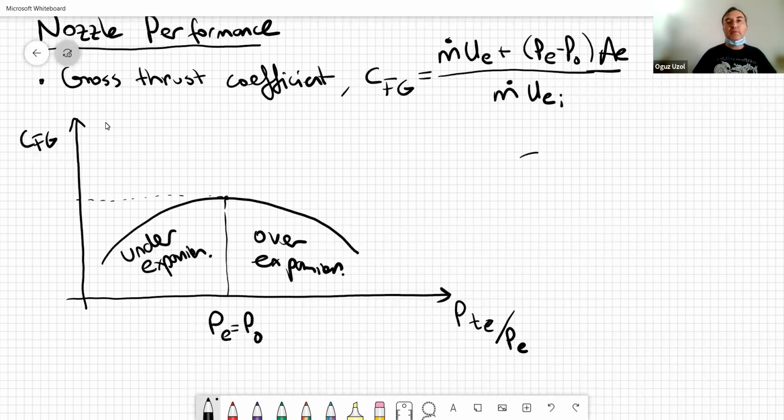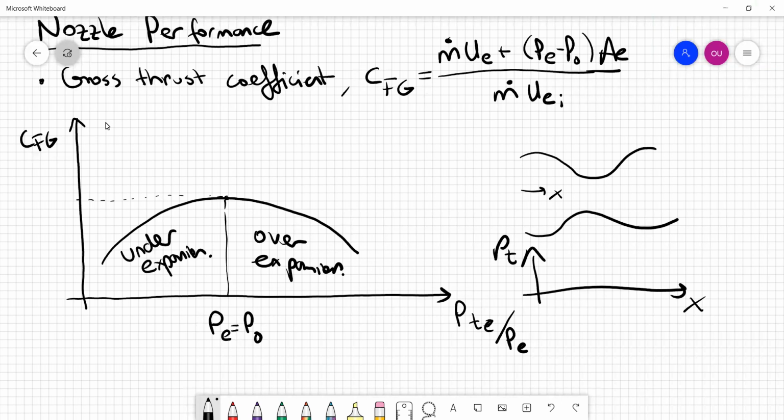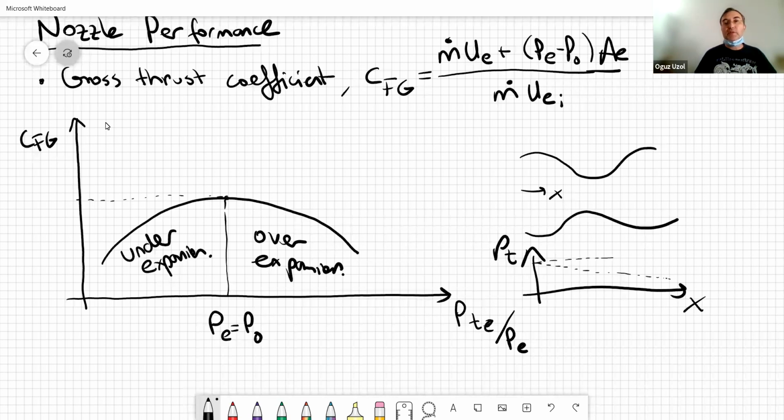Can you plot the PT variation? Let's say this is the x-axis, PT variation along x for a nozzle. If it's an actual nozzle, it will get lower. So if it's an actual nozzle, it will drop like that. That's what you're saying. Yes. If it's an ideal nozzle, it will not change. Yes, it will stay constant.